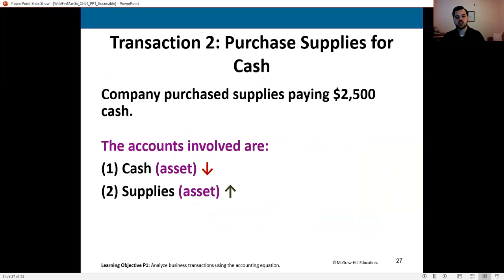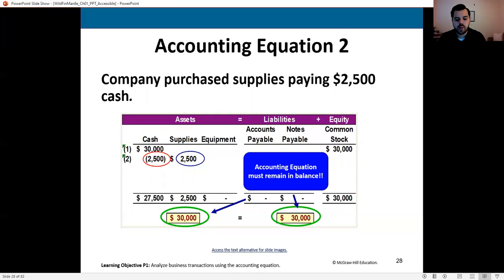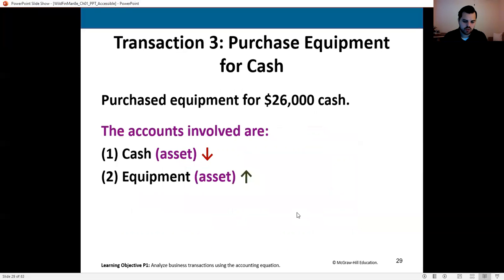Supplies is another asset. So what just happened is one asset came down, one asset came up, making this an actual wash and remaining in balance with our overall accounting equation. So you notice here, cash has gone from 30,000 down to 27,500, and supplies have gone from $0 up to $2,500. At this point, though, we now have total assets of $30,000 and total liabilities and equity of $30,000. Notice the form of our assets changed, but the total did not. So cash used to be our only asset. Now we've got less cash, but we also have supplies, which makes this all equal out.